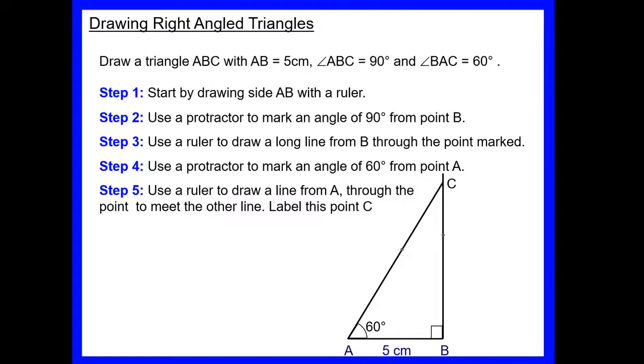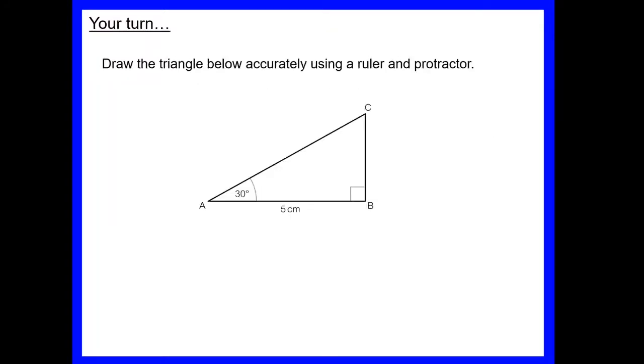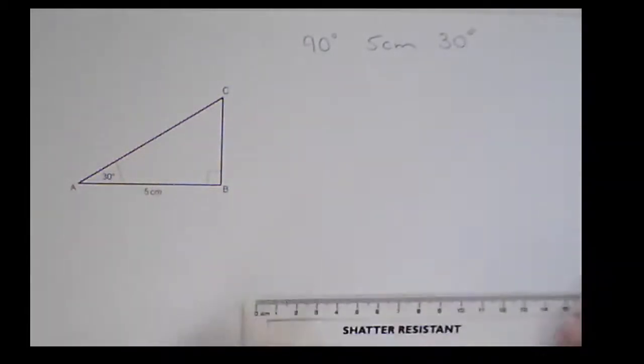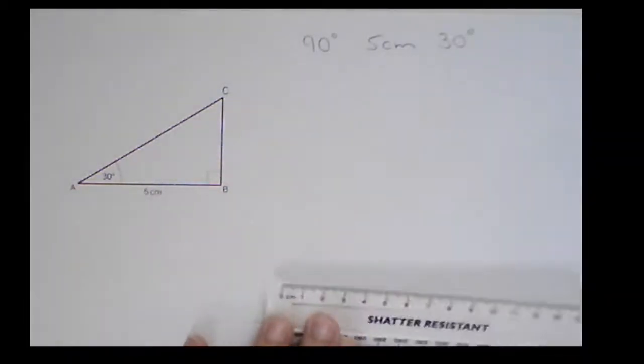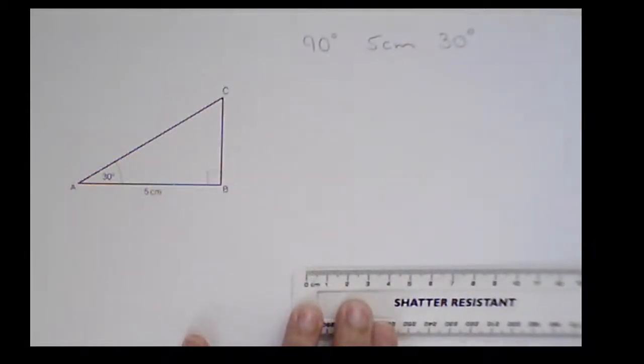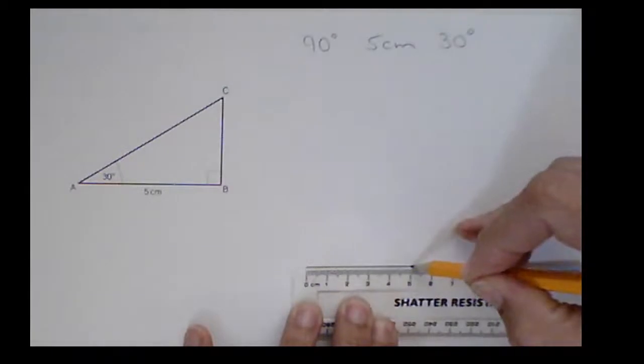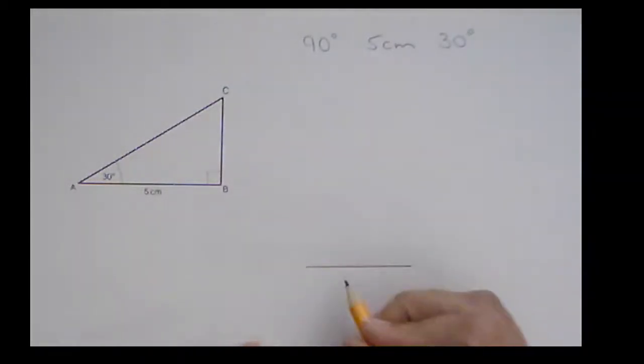Okay, so again, we'll have another go together. So we've got a triangle here then. We can see it's right angled. We've got a 30-degree angle and we've got one side of 5 centimeters. Okay, so let's start then with the 5 centimeters. So starting off with a nice straight line, 5 centimeters long. There we are, and we're going to label that 5 centimeters.